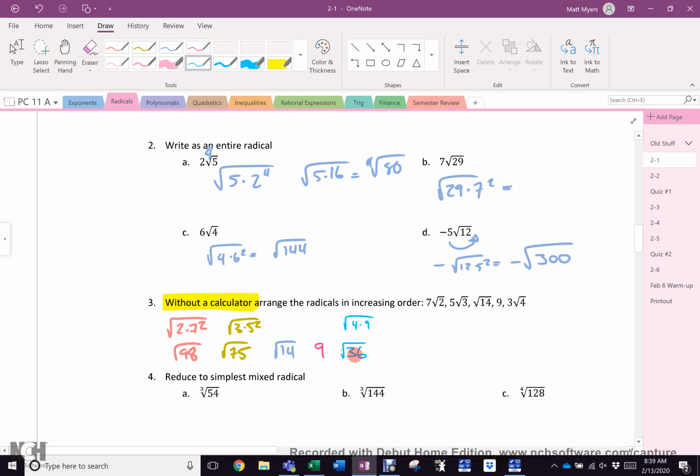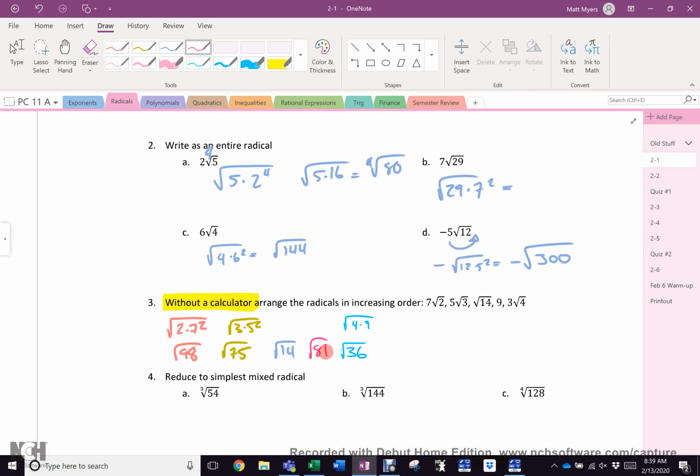Now they're super easy to put in order, aren't they? Right? Because isn't 9 the root of 81? So now we can put them in order, can't we?